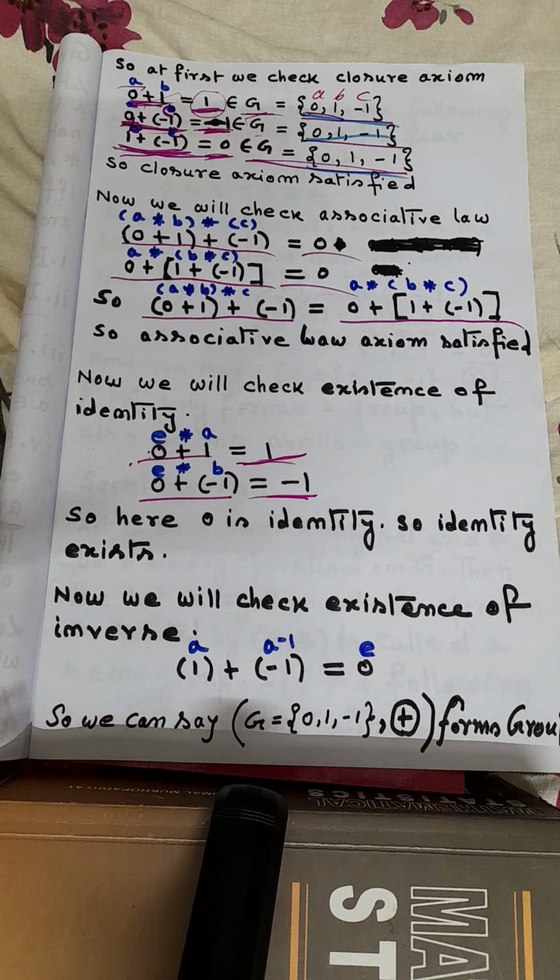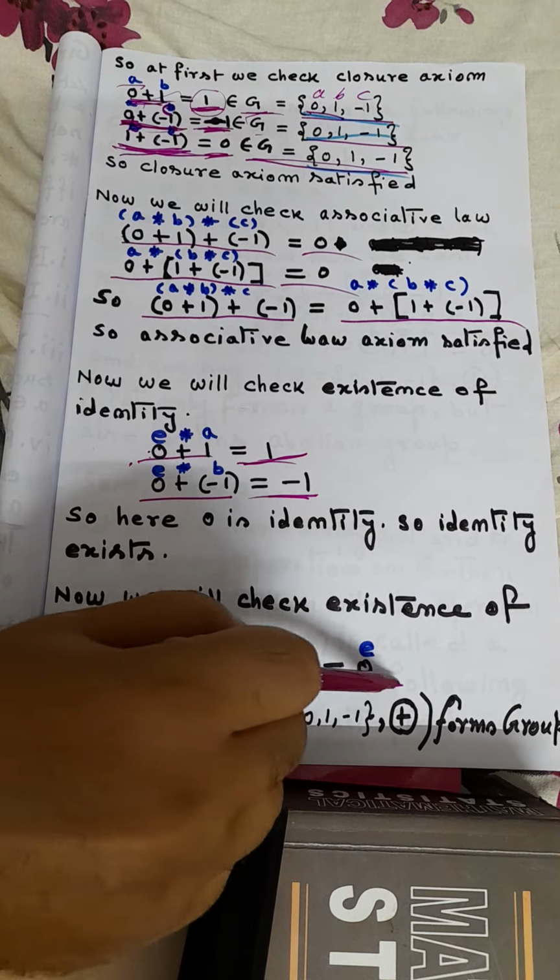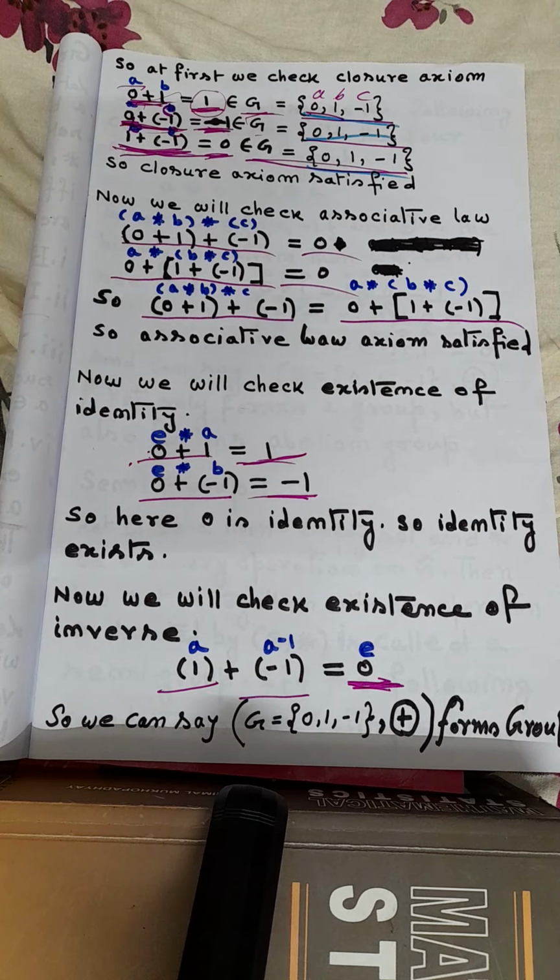So if you can see, if we add 1 and minus 1, what we will get? 0. That is the identity element. So we can say that the inverse of 1 is minus 1, or we can say the elements have the inverse. Whatever element we have in this set, for that the inverse also exists. Okay, and inverse is unique.